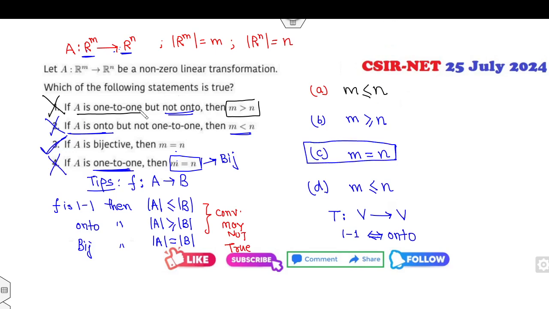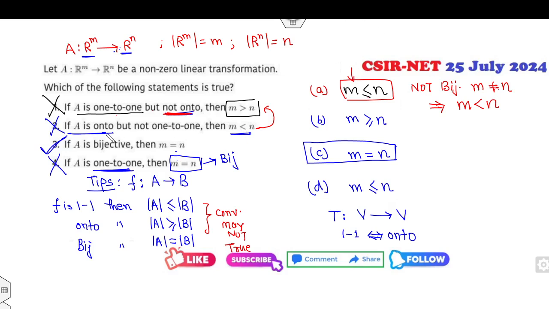Another way you can think about that, look at that. A is 1-1. That means this condition is satisfied. A is not onto. Not onto means that A is not bijective. If not bijective, it means M is not equal to N. Now based on these two conditions, what do you conclude? M is strictly less than N. So that means if this option were written the other way around, then it would be the correct option.